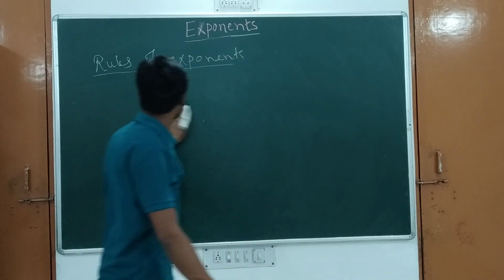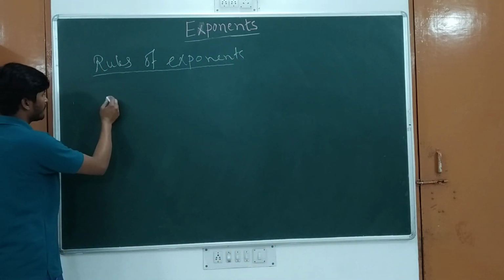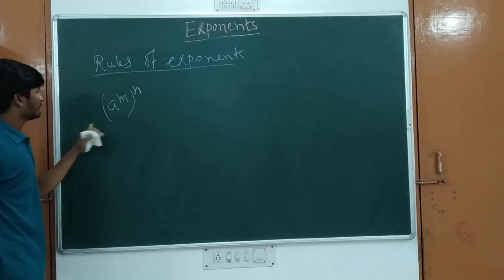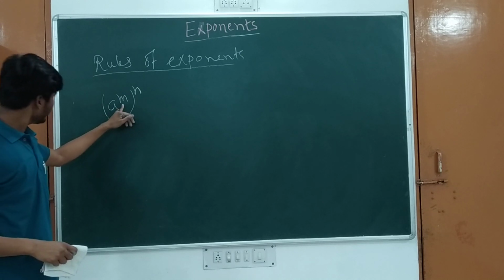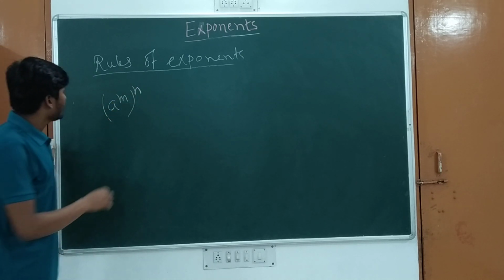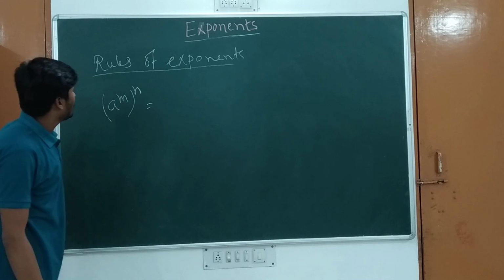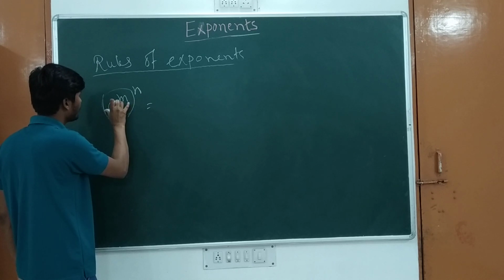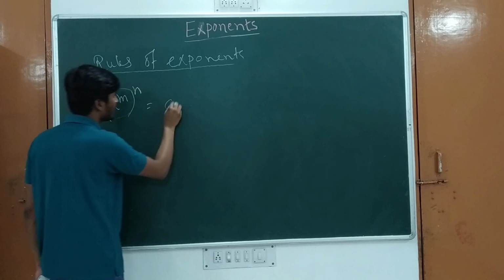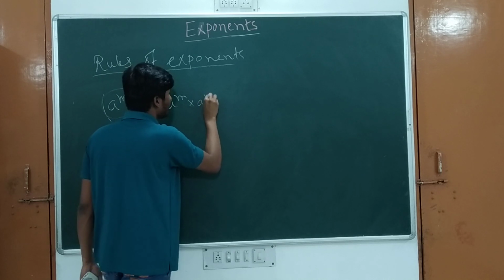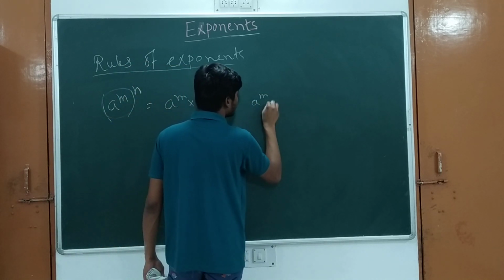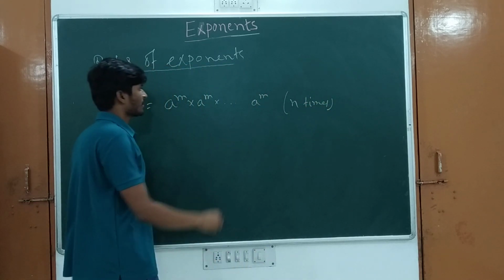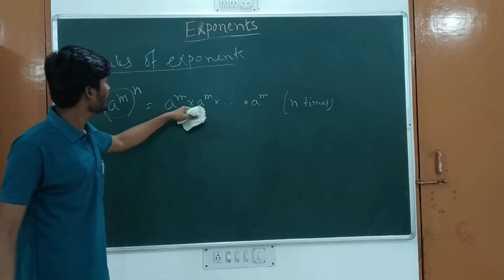Now another thing is power of a power. That is, a to the power m whole to the power n. We read it this way: a to the power m whole to the power n. Now how do we do this? First take a to the power m as the base. That means a to the power m is multiplied how many times? n times. So we are multiplying a to the power m, n times.